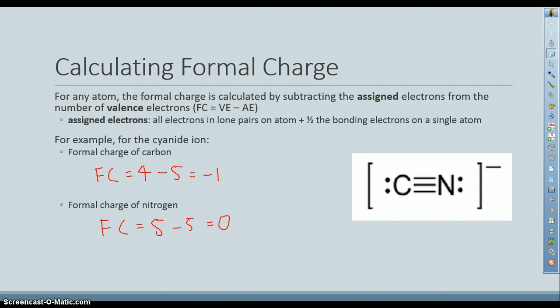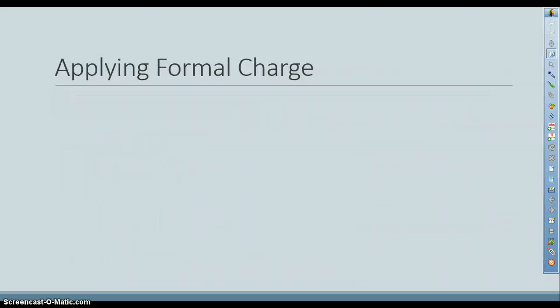So what exactly can you do with this information? Well, for now, not a whole lot, but I just need you to be able to understand how to calculate it. One more thing you need to know is that anytime you have formal charges, the sum must equal the charge of the overall molecule. So -1 plus 0 is also -1 for the entire molecule.